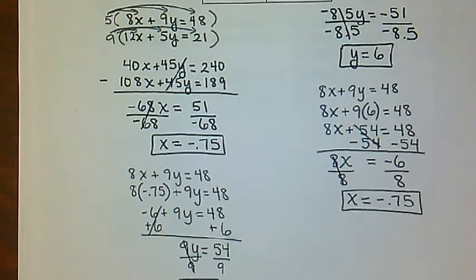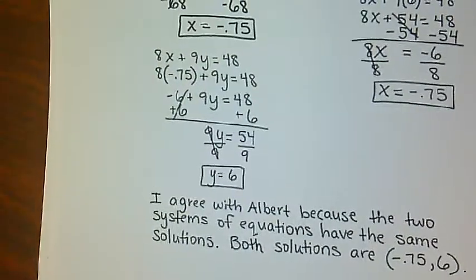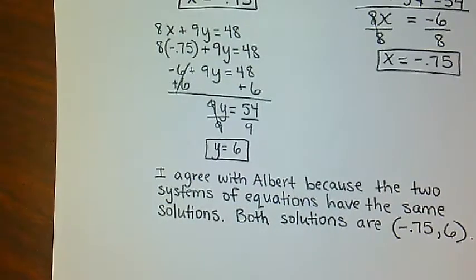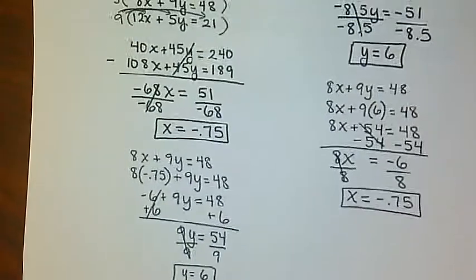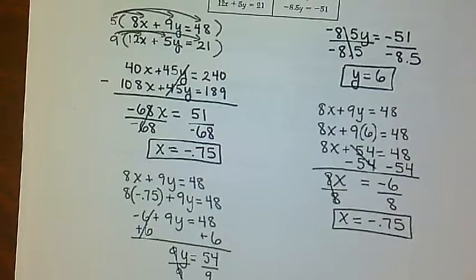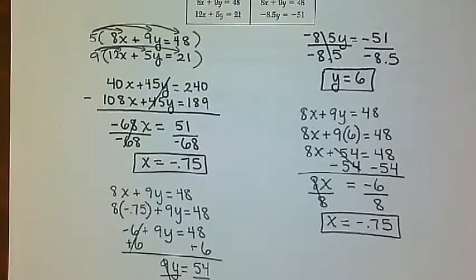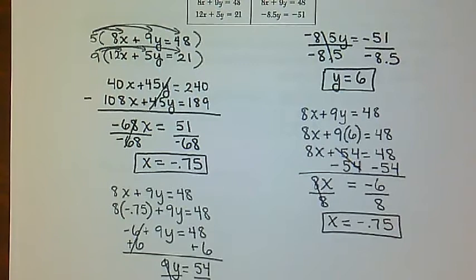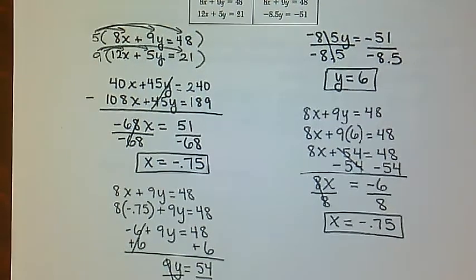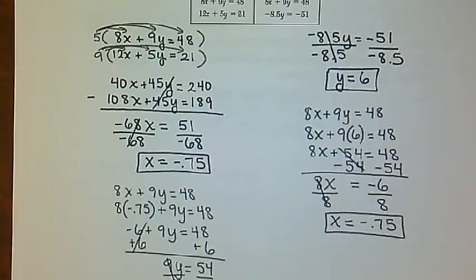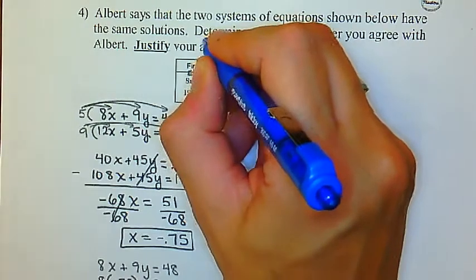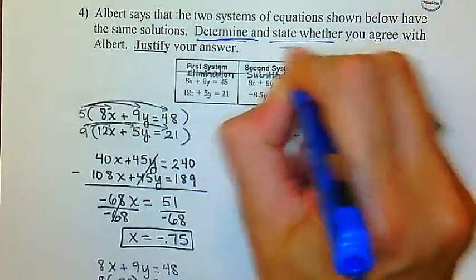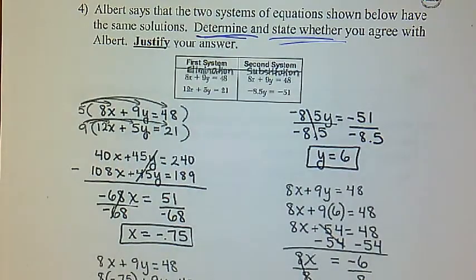Okay, so as you can see, if you solve both of these, you will in fact get the same answer. So we would agree with Albert. Another reason why I added this into your note packet is because this is what would be acceptable to get all of your points for this Regents question. It says to determine and state whether you agree. What this means is you can't just say yes, but you do have to say yes, and then you have to state whether you agree.